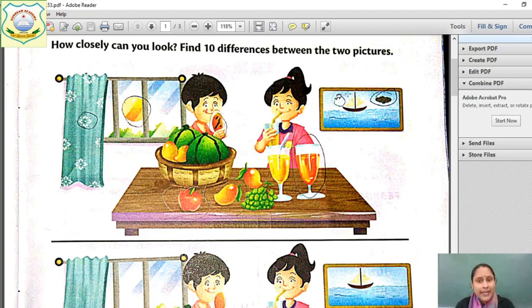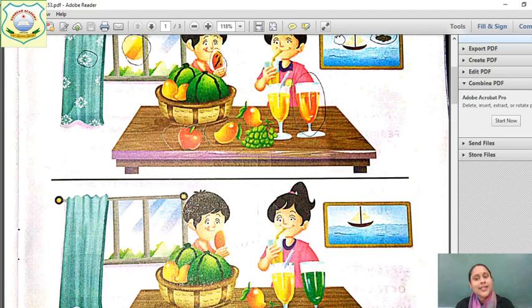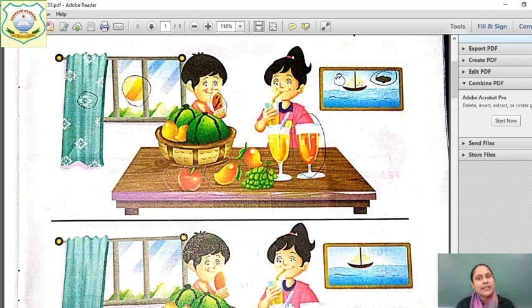Now, in the first painting, you will observe there are two crows in the picture, whereas in the other picture, there are no such crows flying, right? There are no such crows flying. So, this is one of the differences. So, we have to circle it with the help of a color pencil.